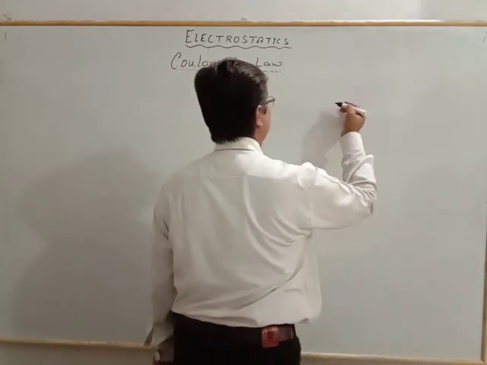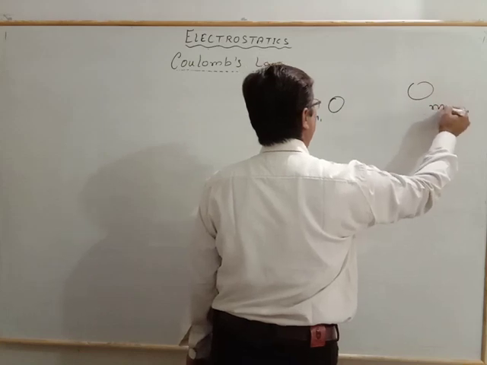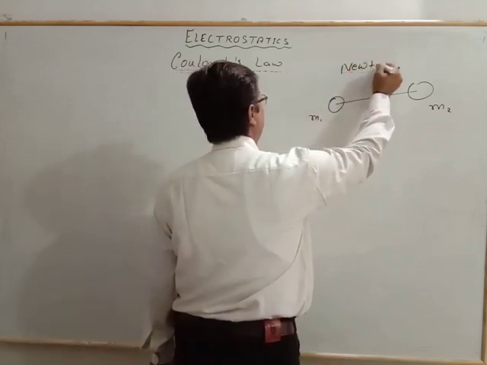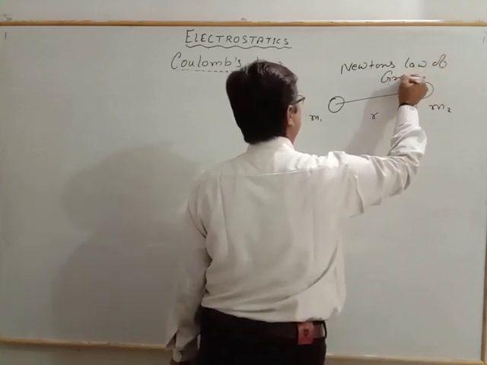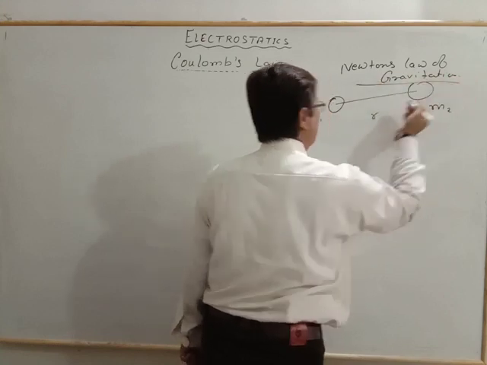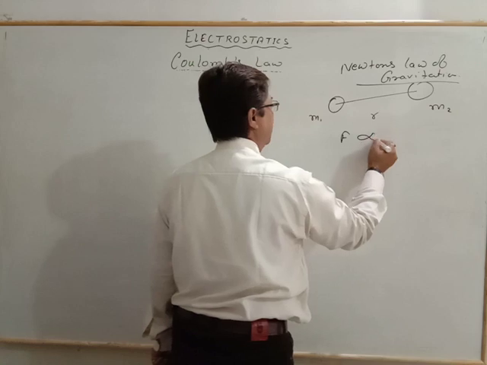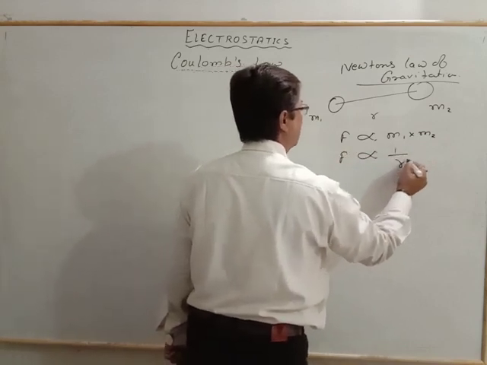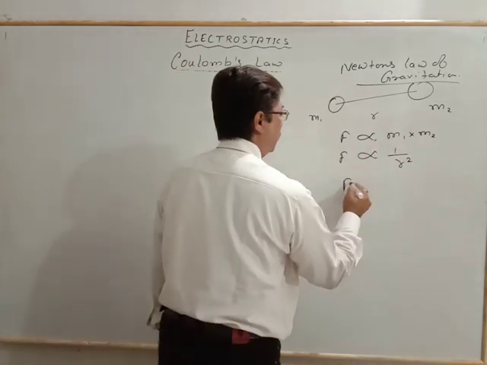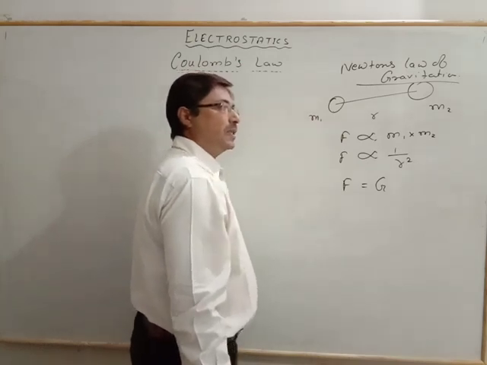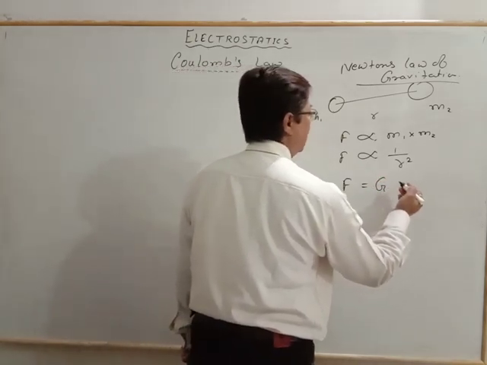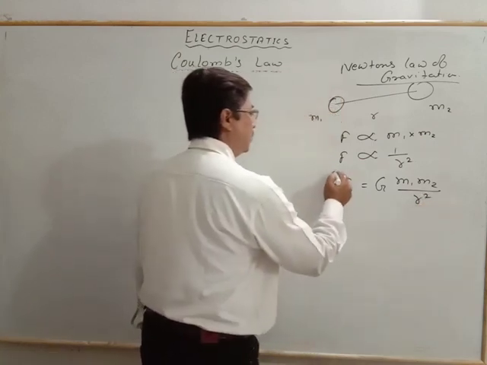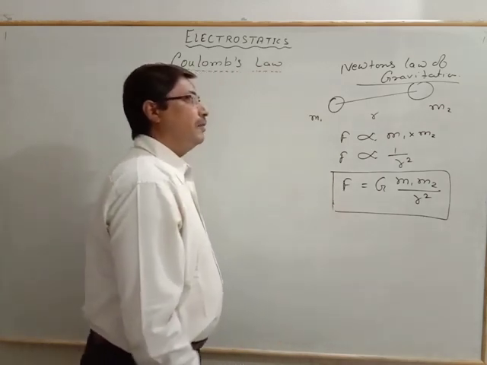Earlier, in Newton's law of gravitation, two masses m1 and m2 are placed at a certain distance r. We conclude that the force is directly proportional to the product of their masses, m1 into m2, and inversely proportional to the square of the distance between them. Here the proportionality constant used is G, the universal gravitational constant, so F equals G m1 m2 by r square.